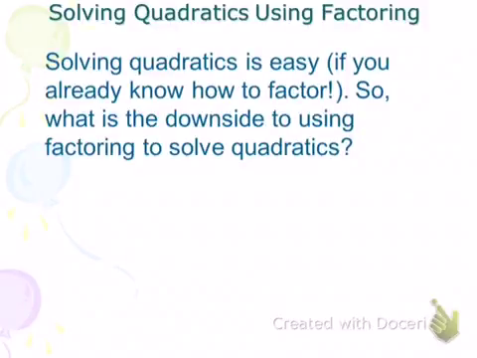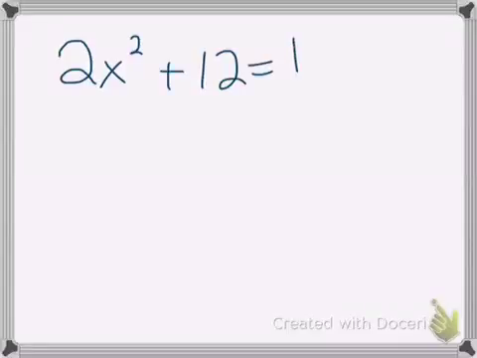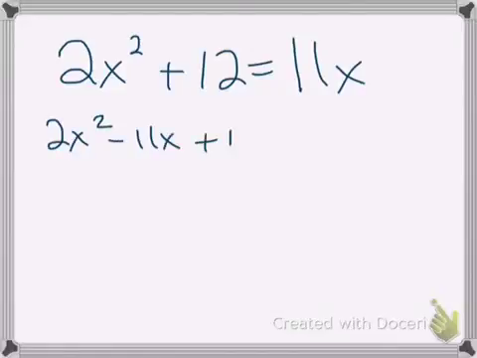Now, before I give you your assignment, let's look at a few other ones. Try this one, and let's make the factoring a little bit more difficult. 2x squared plus 12 equals 11x. Solve by factoring. 2x squared plus 12 equals 11x. First thing we would do here is subtract 11x from both sides because we want it to be equal to 0, right? Then what?